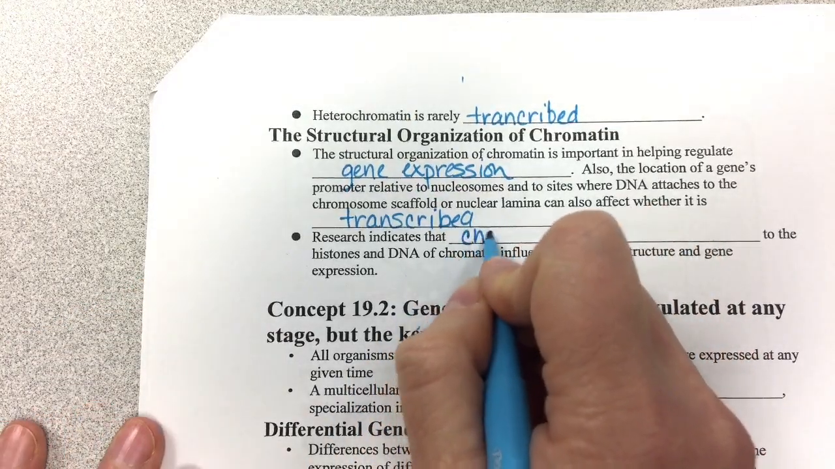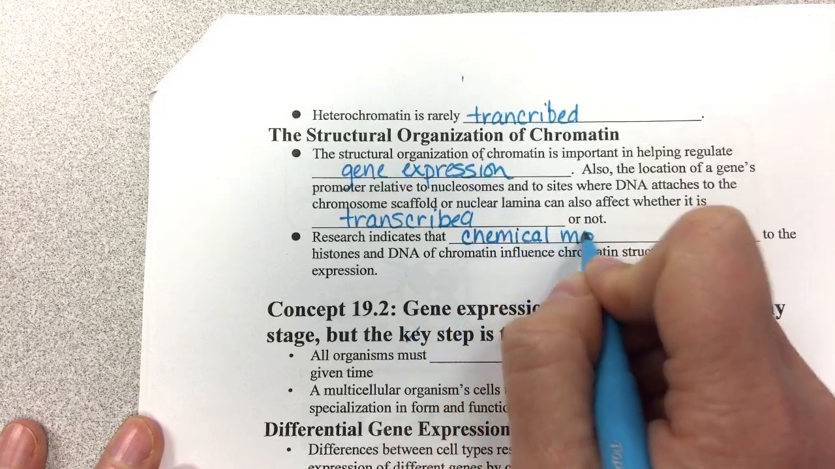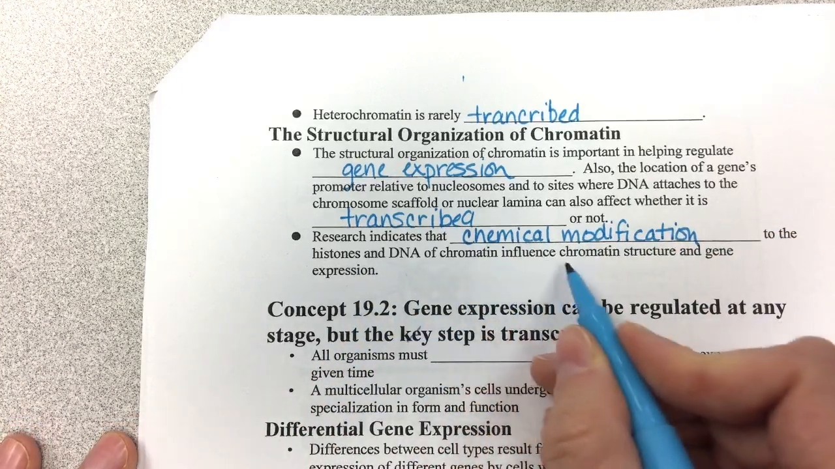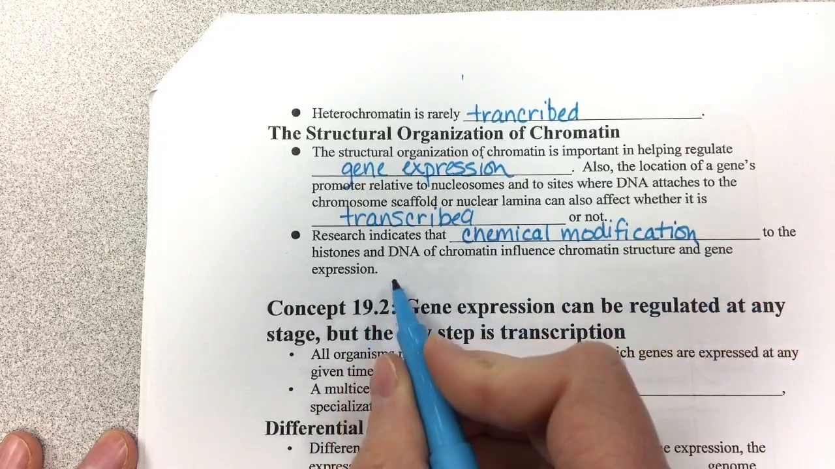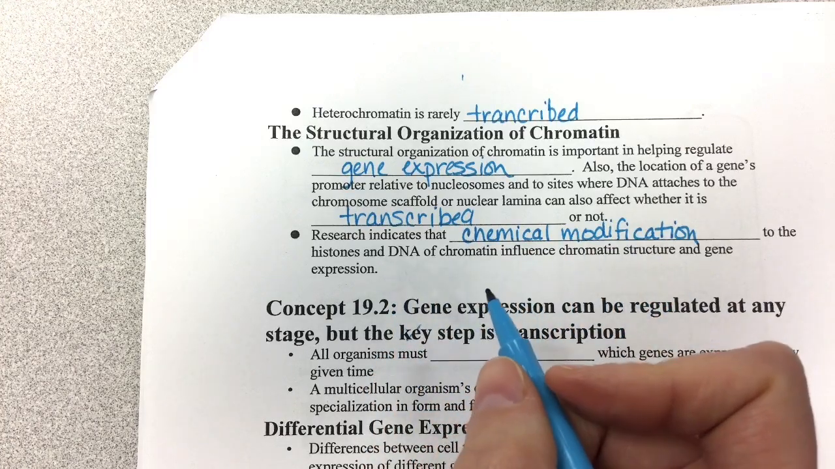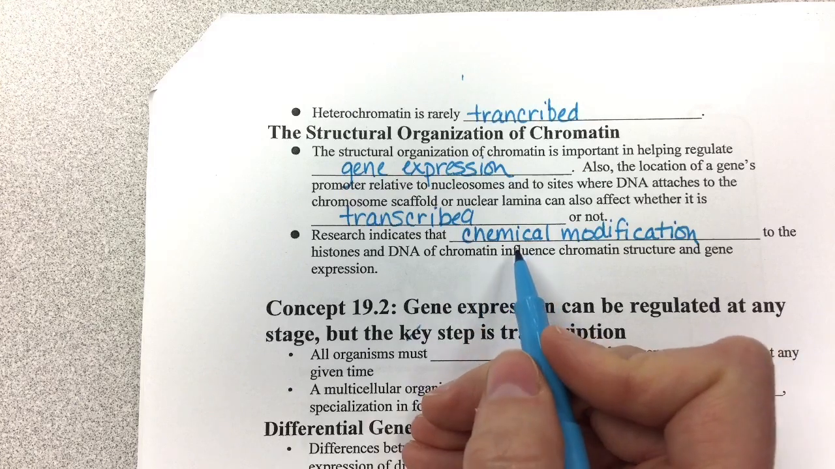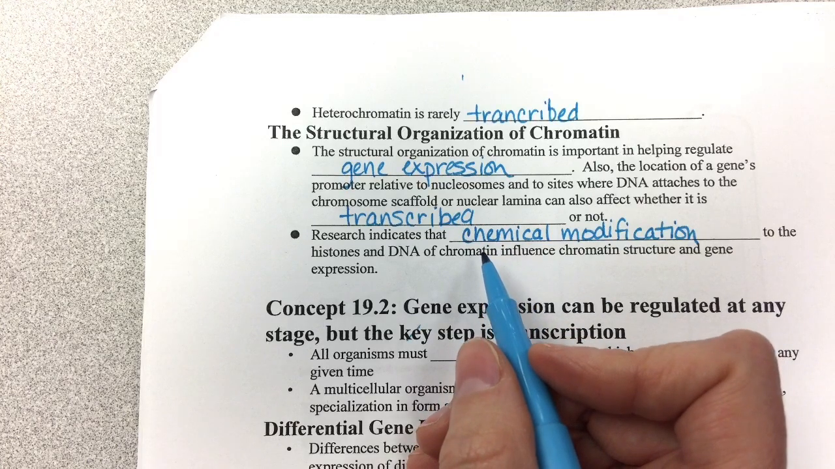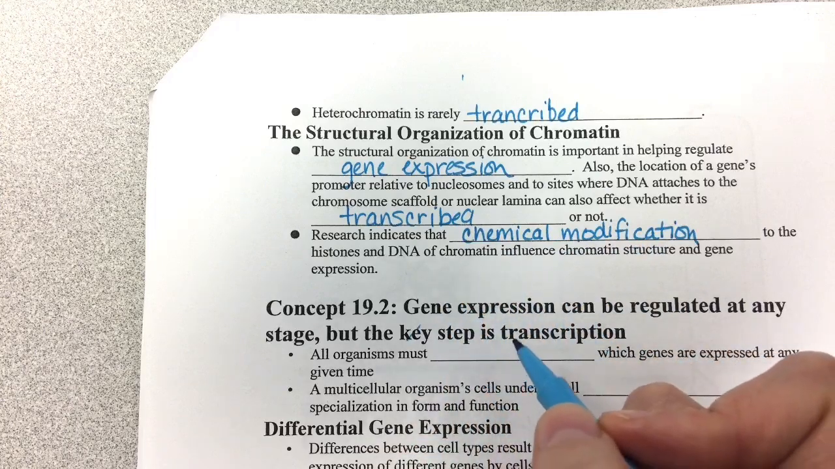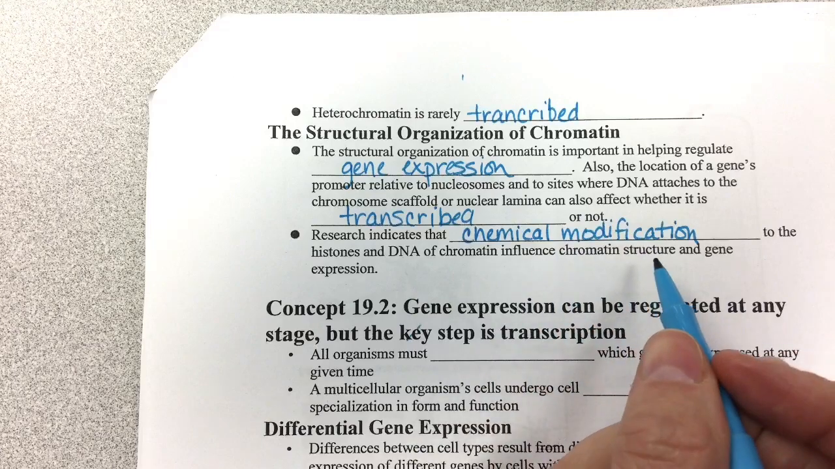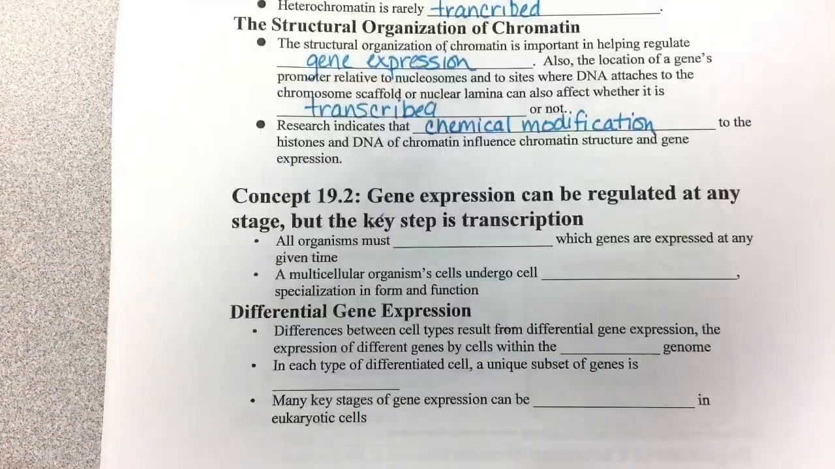Research indicates that chemical modification to the histones and DNA of chromatin influence chromatin structure and gene expression. So my question to you is, do you remember we talked about a chemical modification and turning genes on and off in a specific example with genetics? Remember the mice, and it depended upon if you got the gene from mom or dad, whether or not you had it. And remember when we added the methyl groups, that turns the gene off and doesn't allow it to be expressed. That would be an example of chemical modification. So let's look at this a little bit more in detail.